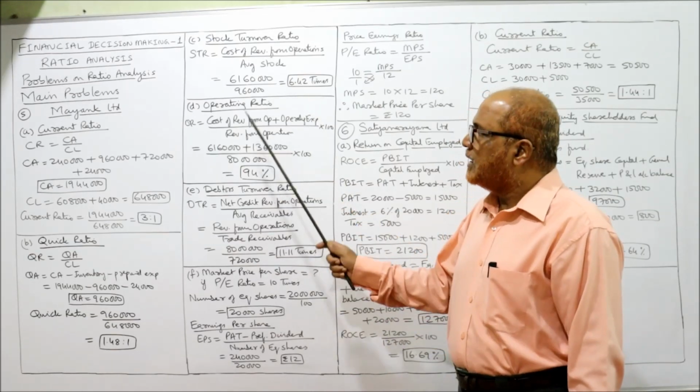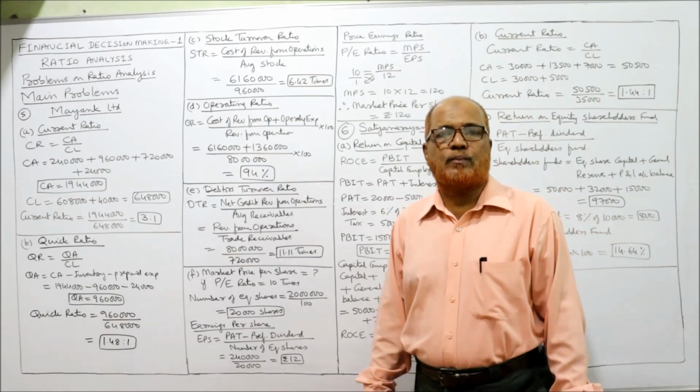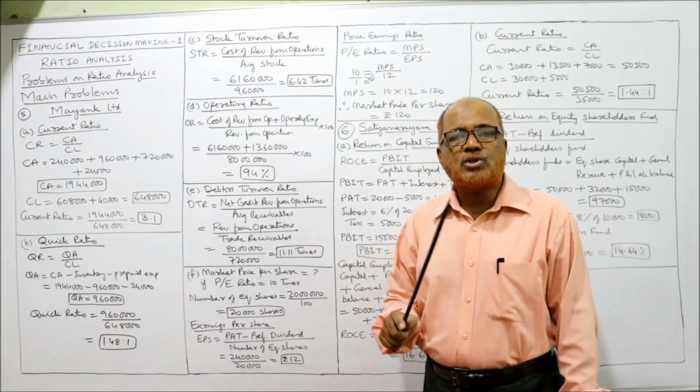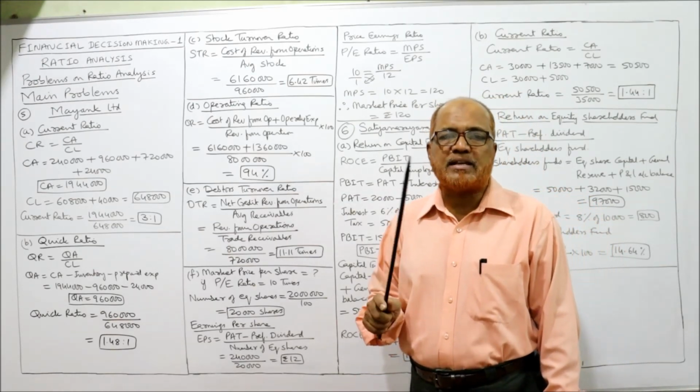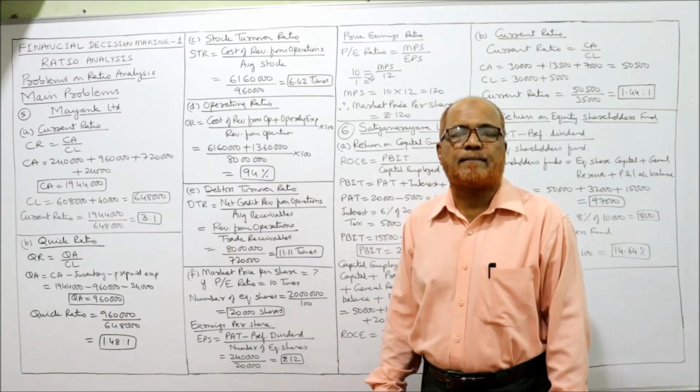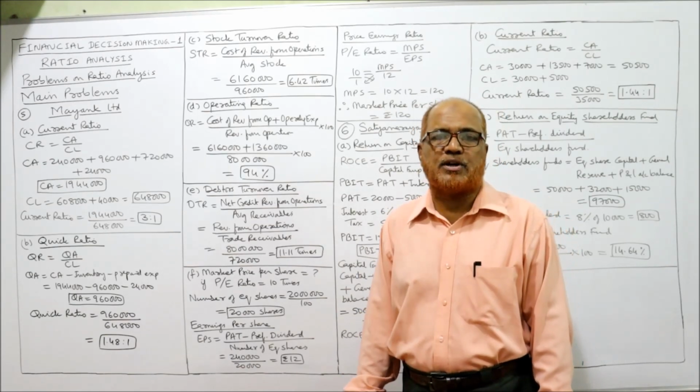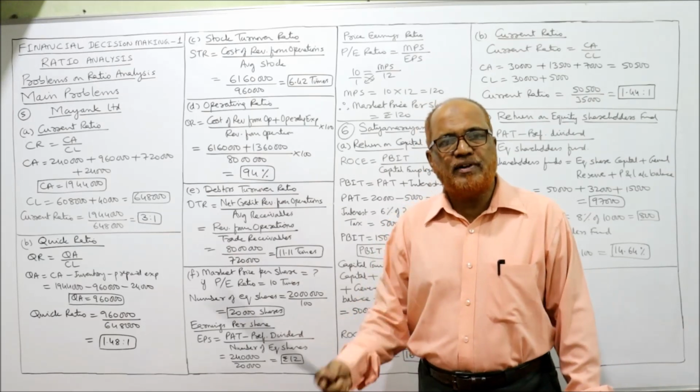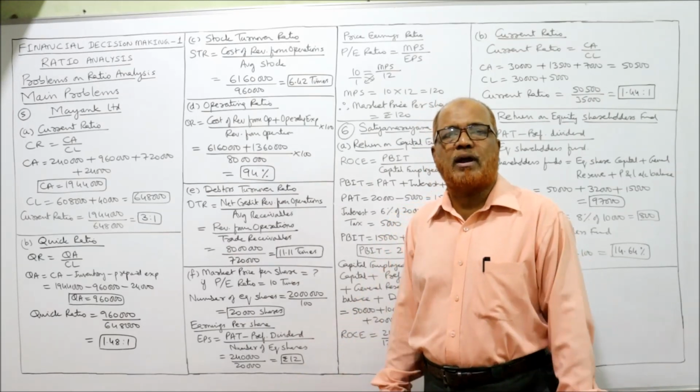Next is operating ratio. The formula is cost of revenue from operations plus operating expenses divided by revenue from operations into 100. In previous videos, previous problems, we have applied this formula.